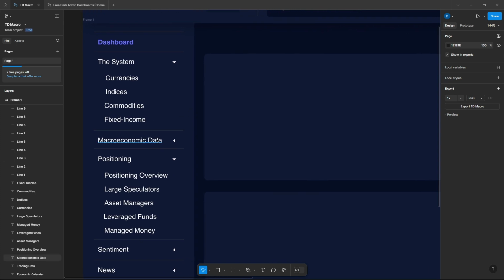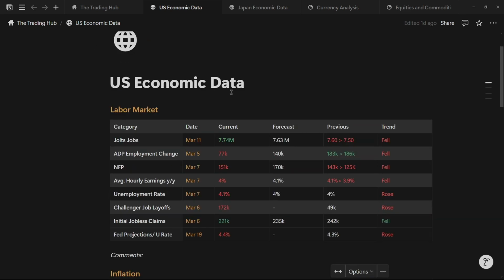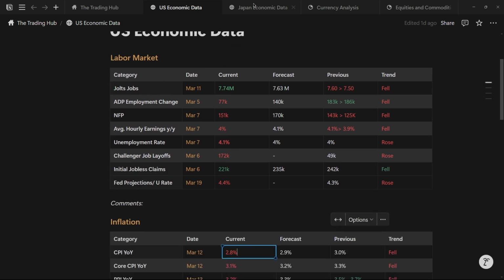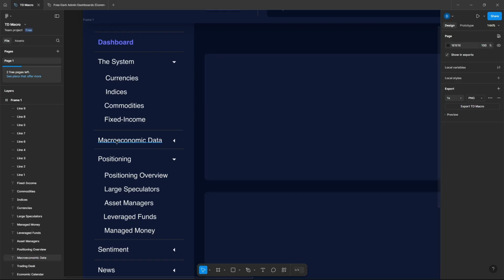Next we have macroeconomic data, which, as you know, is the most important thing for me in trading, and this is just this right here. I'll be able to automate the macroeconomic data in different countries, like the US, Japan. I actually have all the countries that I trade, I track them. So US, Japan, UK, Canada, Australia, and China. On my software, I'll be able to track every single one of these automatically. I won't have to manually input the data and so forth.